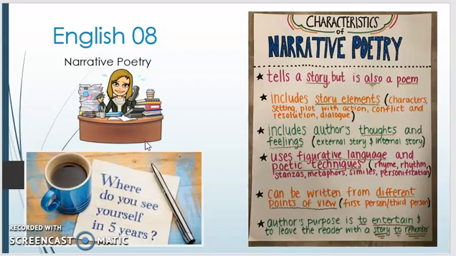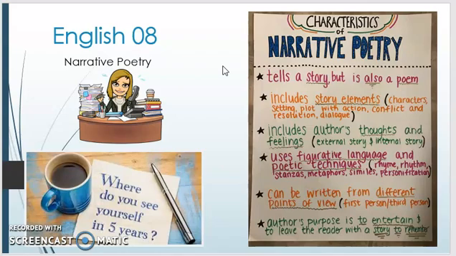We're going to talk more about narrative poetry. I have this graphic here on the board to help you out with some notes on it, so feel free to check that out, because we know that narrative poetry tells a story, but it's also a poem. So we need to have those story elements such as characters, setting, plot, rising action, conflict, resolution, perhaps some dialogue. We know most stories have that.